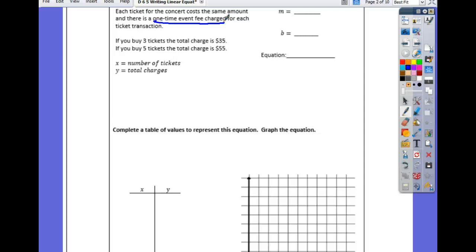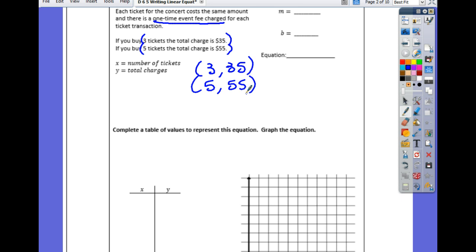If you buy 3 tickets, the total charge is $35. If you buy 5 tickets, the total charge is $55. What does that give us? That information right here, what is this? What is it that we need to solve? Those are 2 what? What do we call those? 3 and 35, 5 and 55. What are those? 2 what? 2 ordered pairs. Thank you.